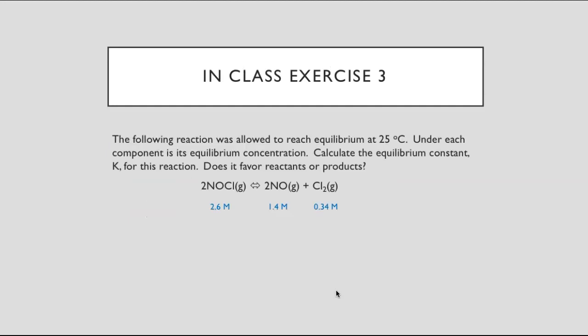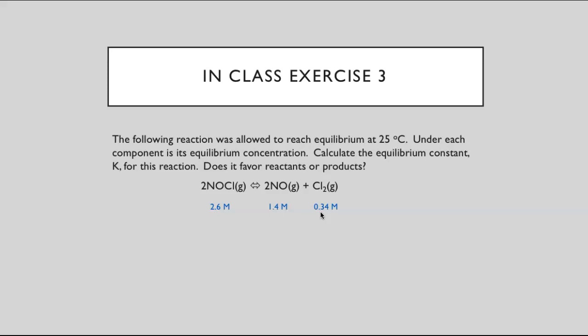So this is in-class exercise number 3. It says the following reaction was allowed to reach equilibrium at 25 degrees Celsius. Under each component is its equilibrium concentration. Calculate the equilibrium constant for this reaction. Does it favor reactants or products? So these blue numbers are the concentrations. The concentration of NaCl at equilibrium was 2.6. The concentration of NO is 1.4. The concentration of Cl2 is 0.34.